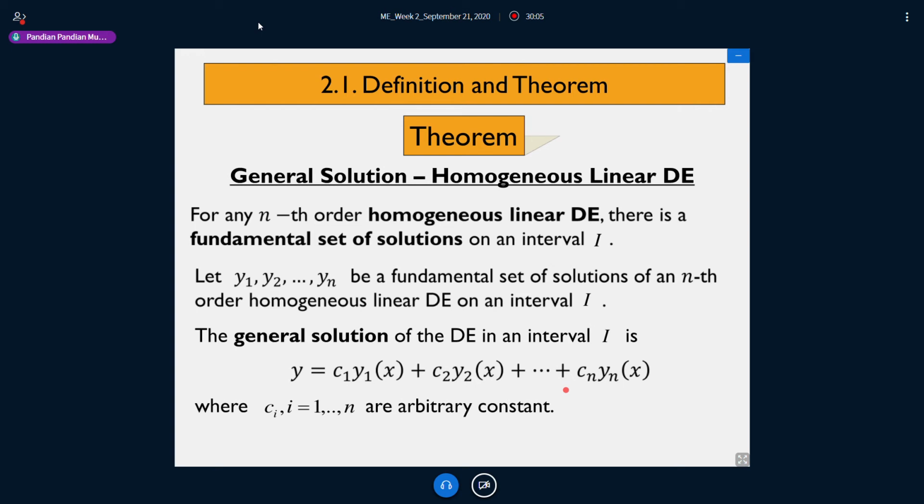You have to follow the steps. Step 1, step 2, step 3, step 4, step 5, and so on. So it will be very lengthy, but it can be solved. So we just do first for the homogeneous, and then later on we can move on to non-homogeneous.